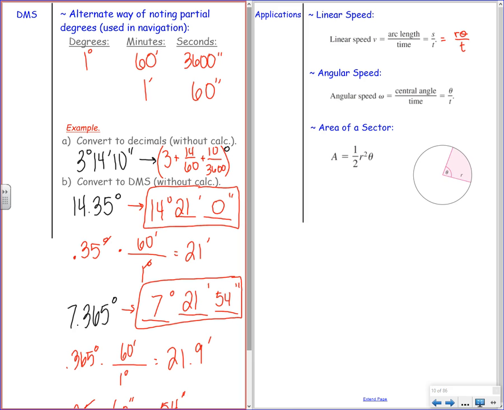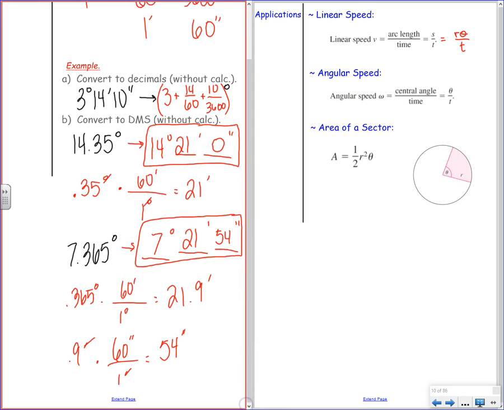But what was different in this example? Where'd the 7 go? It's a whole number. So 7 is how many whole degrees? I use minutes and seconds. I just need to take the fractional degree, 0.365. I need to build a bridge, so I multiply by 60 minutes over 1 degree. It's like 12 inches over 1 foot, 3 feet over 1 yard. You just multiply by something that's equivalent from our table up above.